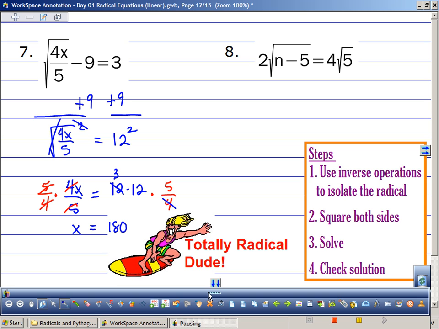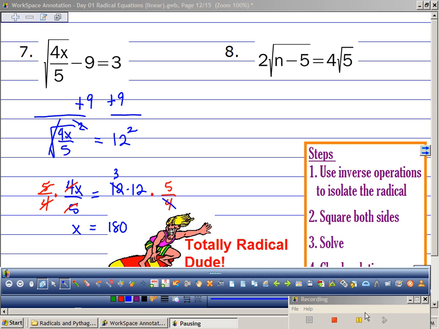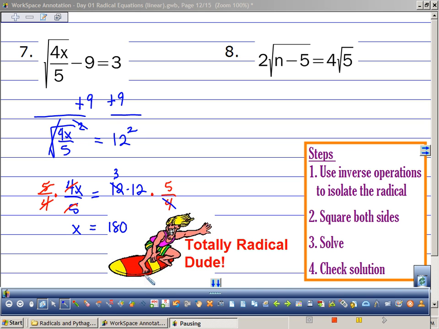I know. Numbers smaller. It's totally radical. You like it? I like it. It's a box. It's a box. All right.